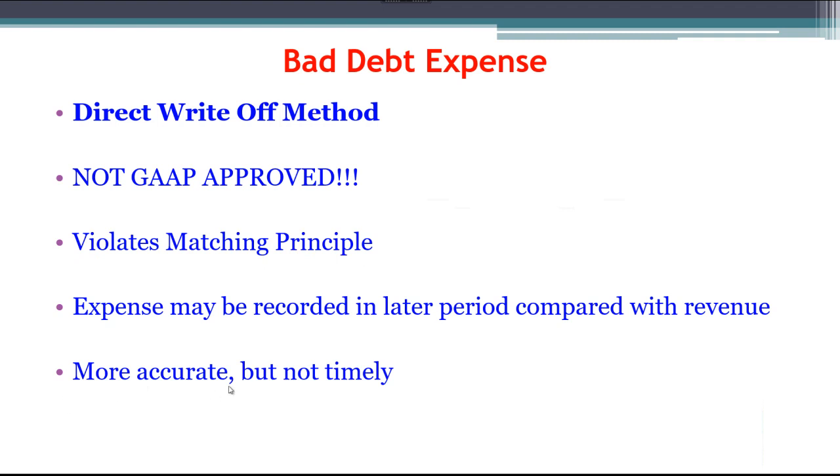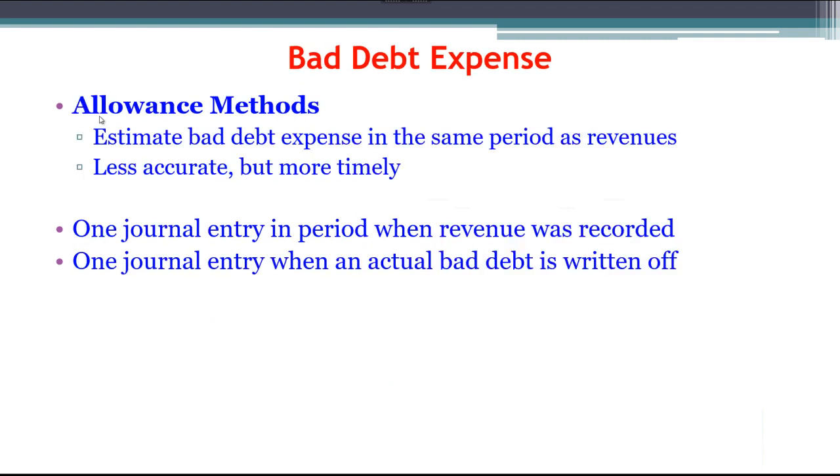The direct write-off method is more accurate because we now know this customer won't pay, or we're very sure about it, but it's just not timely. It's not being recorded in the proper time period. So GAAP requires the use of allowance methods, which are basically estimates of bad debts that we can record in that same period as the revenue. It's less accurate because it's an estimate, but it's more timely because we're recording it and matching it.